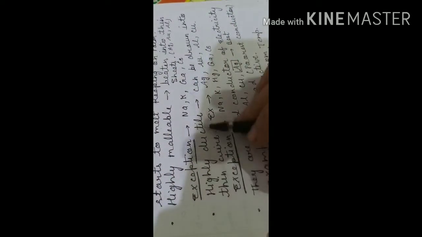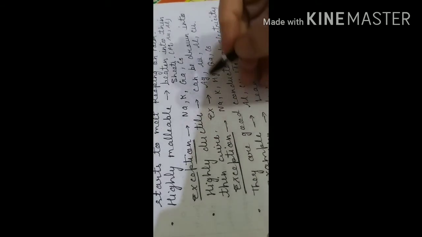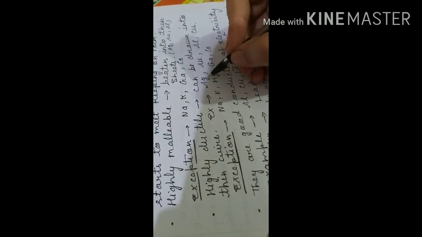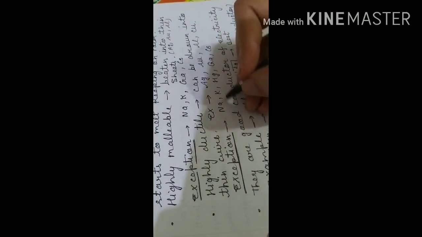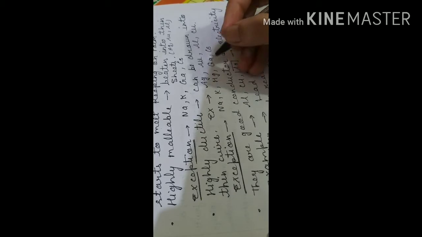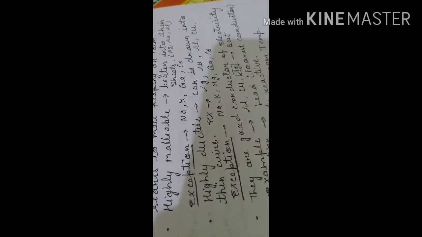Now the next property, they are highly ductile. Ductility means they can be drawn into thin wire. Examples are silver, gold, aluminium and copper, but exceptions are there. Sodium, potassium, mercury, gallium and cesium again cannot be converted into wire because these are very soft metals.